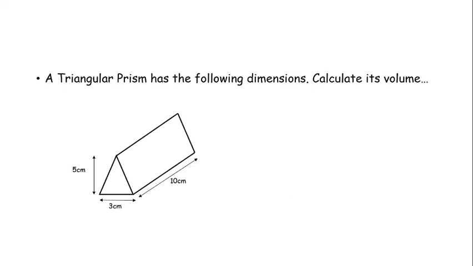Let's look at another example. Let's look at this triangular prism. We want to calculate the volume. Well, let's look at the cross section. The cross section is a triangle, so we want to find the area of this triangle.